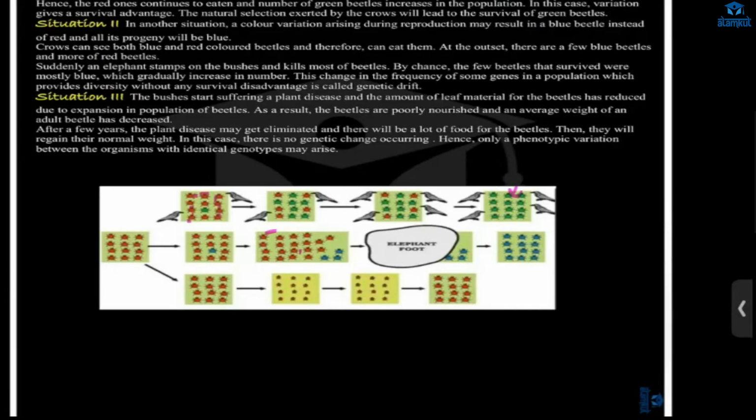Elephant comes and it steps, then it stamps all these accidentally. It stamps the red colony one. Okay, so all the red beetles died. Only the blue ones were left, so only blue will be left. Okay, so their generation will continue, and this is genetic drift.